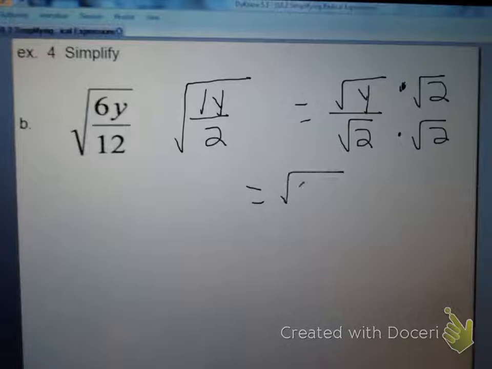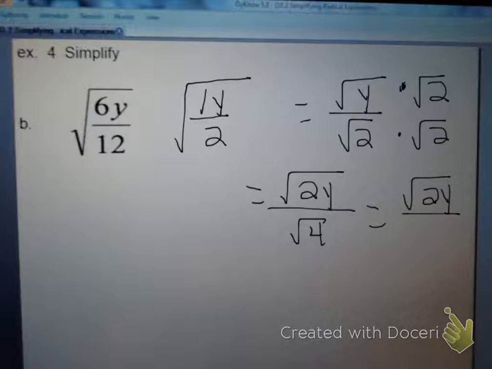So that I get square root of 2y over square root of 2 times square root of 2, which is the square root of 4. But I am good with you skipping that step and going straight to square root of 2 times the square root of 2 is square root of 4. Do that in your head and get 2.